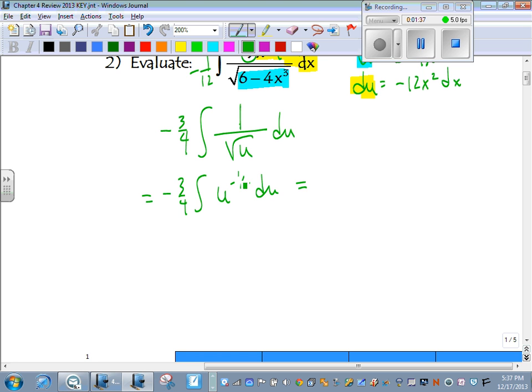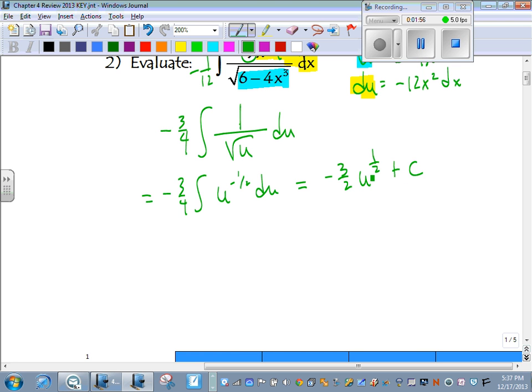Add 1 to the exponent, so we get u to the 1/2. And then multiply by the reciprocal of this new exponent. So multiply by 2, we're going to get negative 6/4 or negative 3/2 times u to the 1/2 plus c. Remember, with indefinite integrals, we need to remember our plus c.